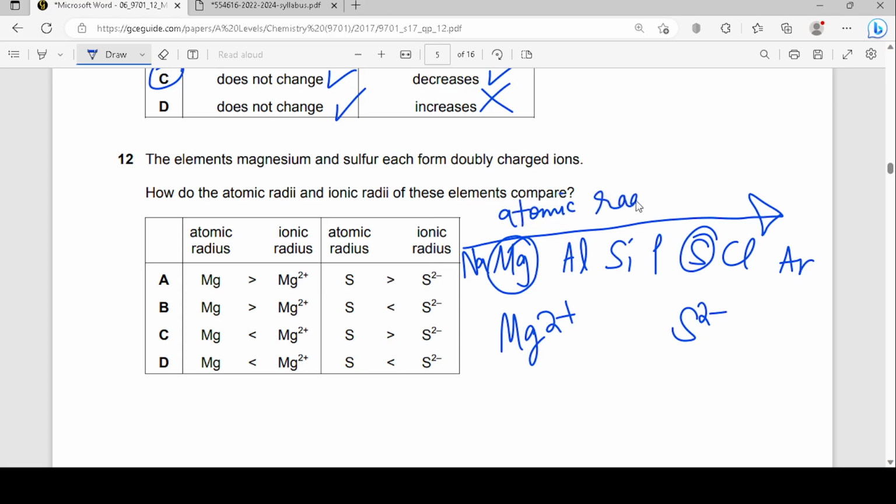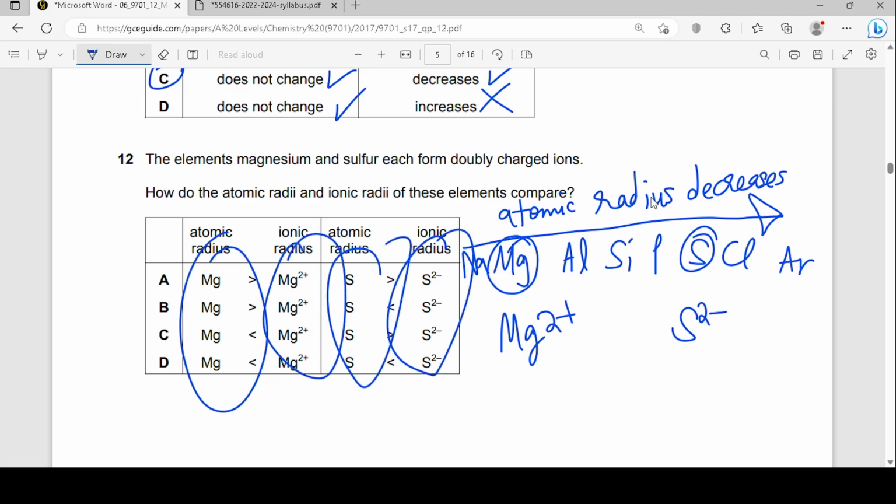Wait, that's not even the question they're asking. Now that I think about it, they're not comparing magnesium and sulfur per se. They're comparing magnesium to Mg2+ and sulfur to S2-. But let's look at that next actually.